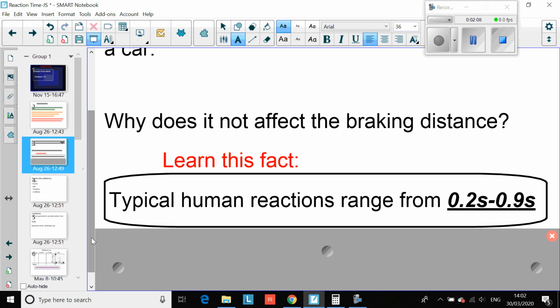So key thing here, this is a fact which you are going to need. Typical human reactions range from 0.2 seconds to 0.9 seconds. So again, it's probably worth just circling that and having it in your book. So once again, can you pause the tape and do that quickly now, please?